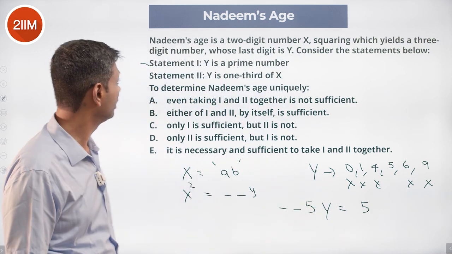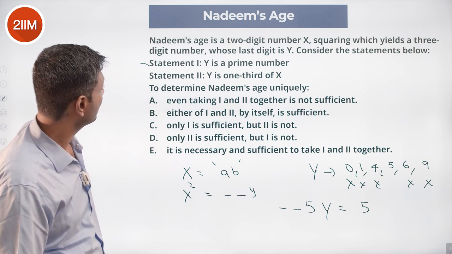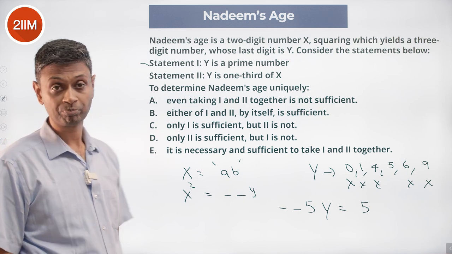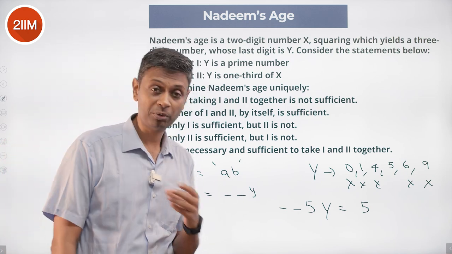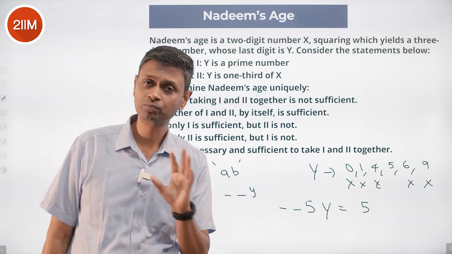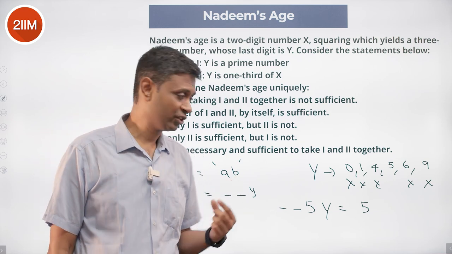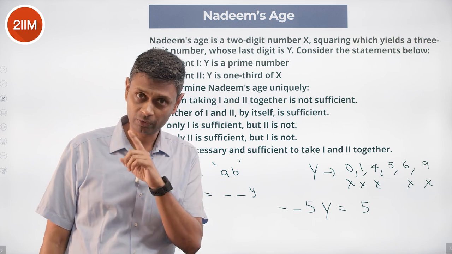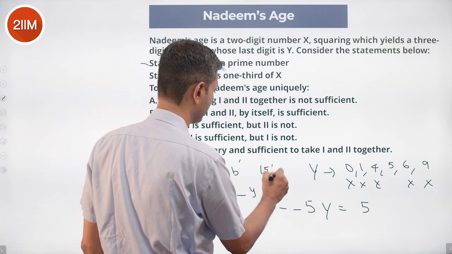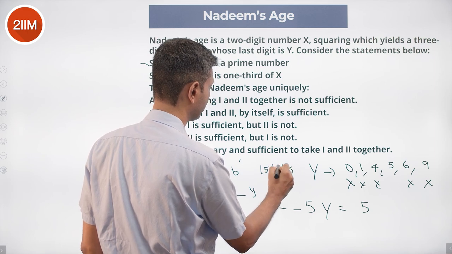Nice, brilliant. And we know X, what we want to find Nadim's age, which is X. If the square ends in 5, that means it is a multiple of 5. That means this number, X square, is a multiple of 5. Not Y, Y is 5. X square is a multiple of 5. That means X is a multiple of 5. That means X should end in 5. So X should be 15 or 25 or 35 or 45 or something like that.